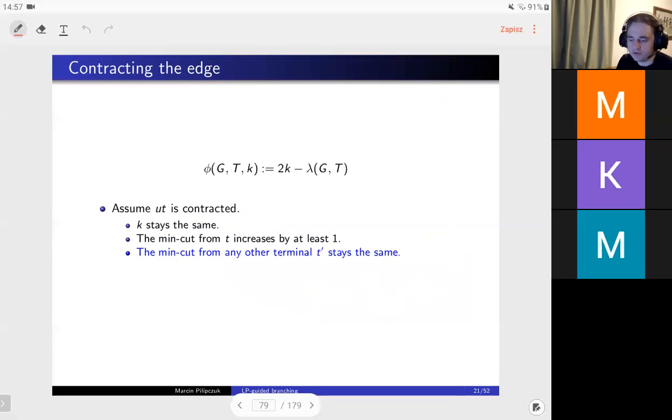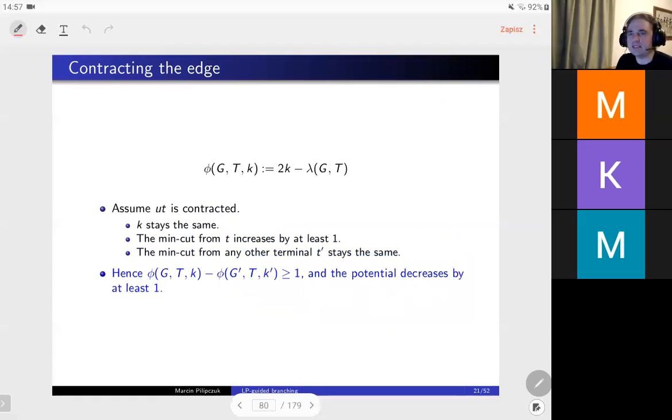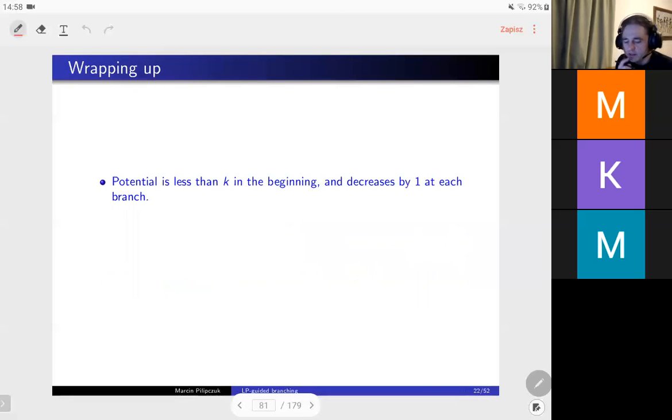So you have got the sum of CIs going up by 1, K stays the same, so the excess decreases by half, or this phi decreases by 1. This is very similar to what we have here. So we started with the potential being 2K minus the sum of CIs.